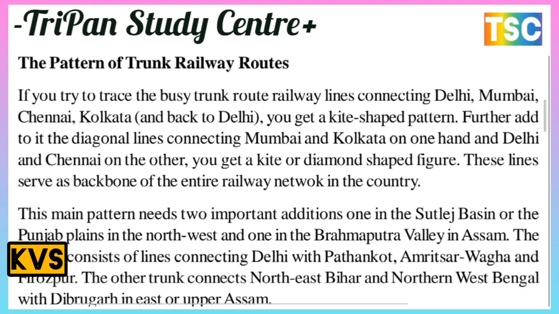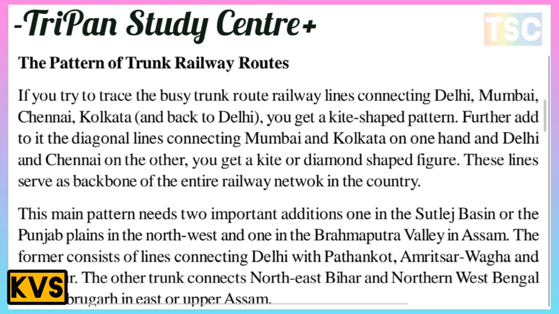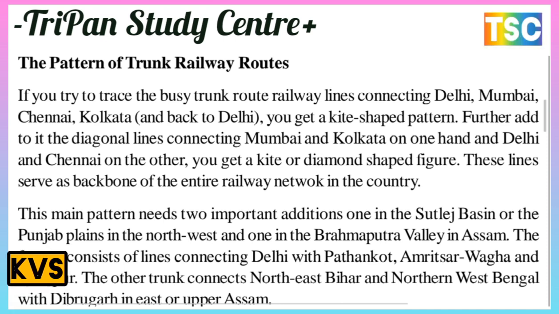Next, the pattern of the trunk railway routes here. If you try to trace the busy trunk routes connecting Delhi, Mumbai, Chennai, Kolkata and back to Delhi, you get a quadrilateral shape. Further add to it the diagonal lines connecting Mumbai and Kolkata on one hand and Delhi and Chennai on the other. You get a kite or diamond shaped figure here. This serves as the backbone of the entire railway network in the country.